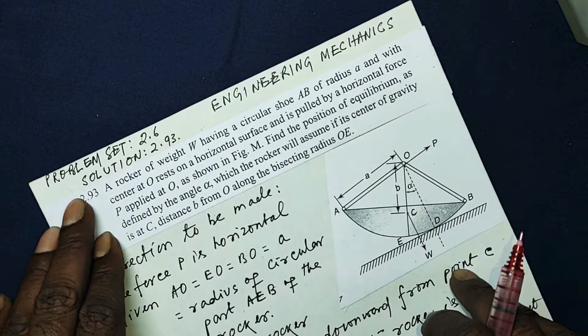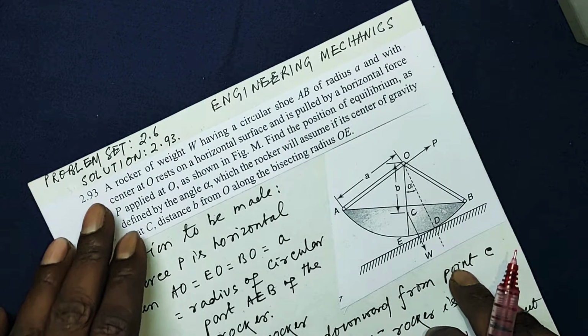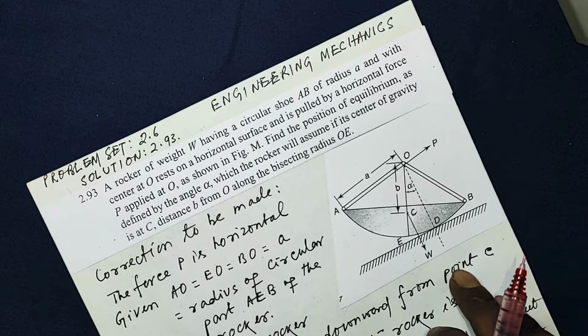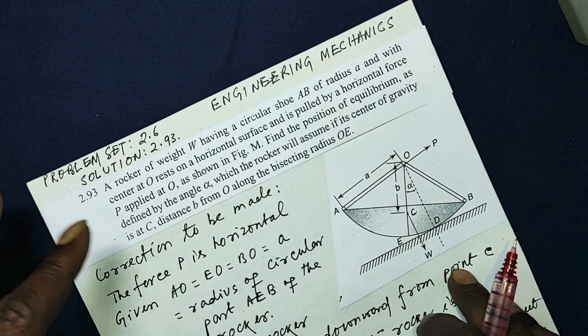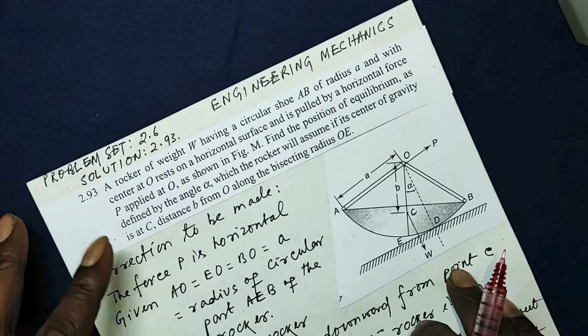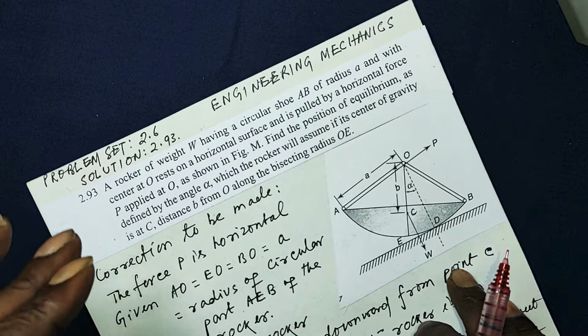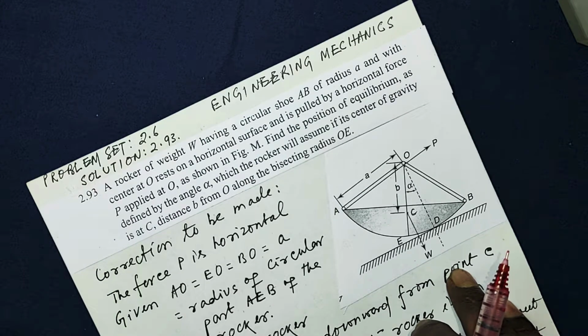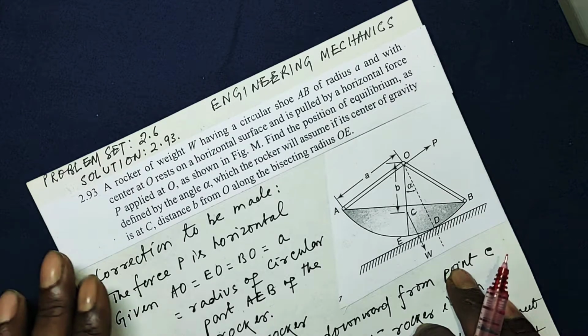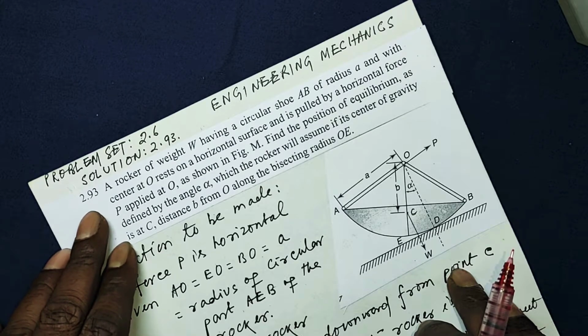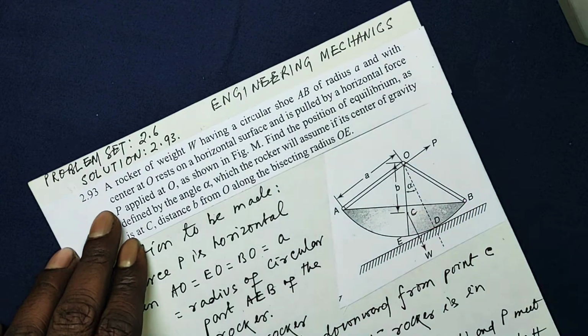So let us begin with problem set 2.6, solution to 2.93. In 2.6, we have been considering the moment of a force about a given point, that is, the turning effect of a force, due to which it can have a clockwise or anti-clockwise turning effect. And under conditions of equilibrium, you have to make them equal. So let us begin with 2.93, engineering mechanics.